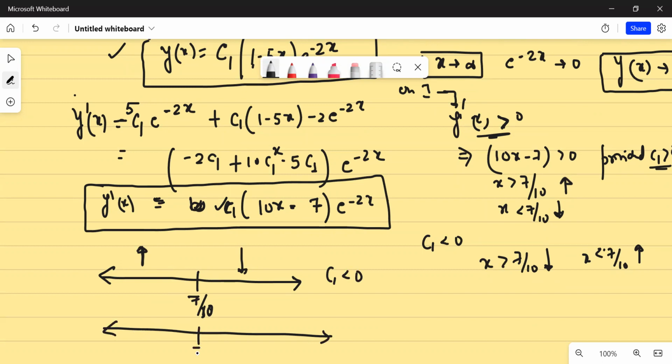And if c1 is greater than 0, then for all x less than 7 by 10, my function is decreasing, and for all x greater than 7 by 10, my function is increasing. So my function first increases, then decreases, and as x tends to infinity, my function goes to 0. Or my function first decreases and then increases and goes to 0. Both of these are possible, but they require you to find c1, which indeed you cannot find from the given condition.